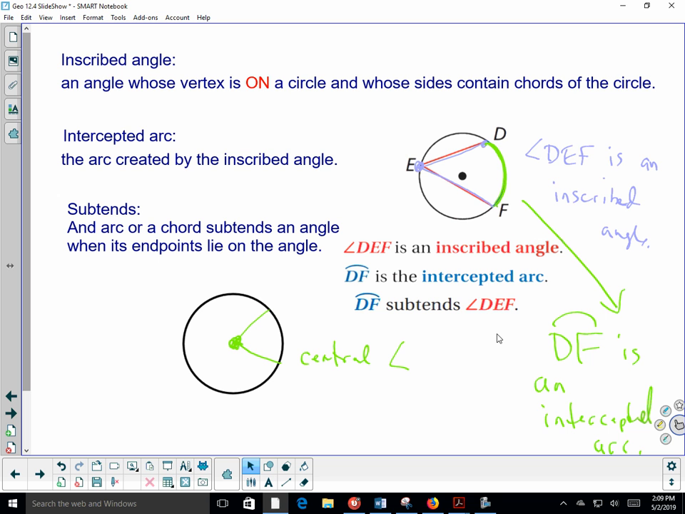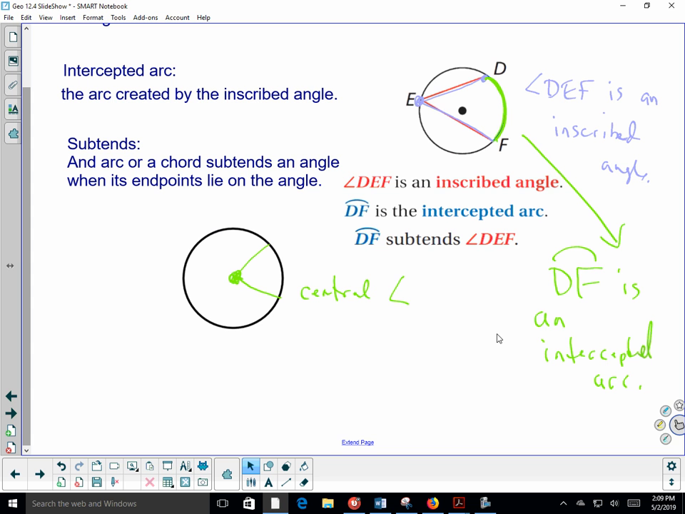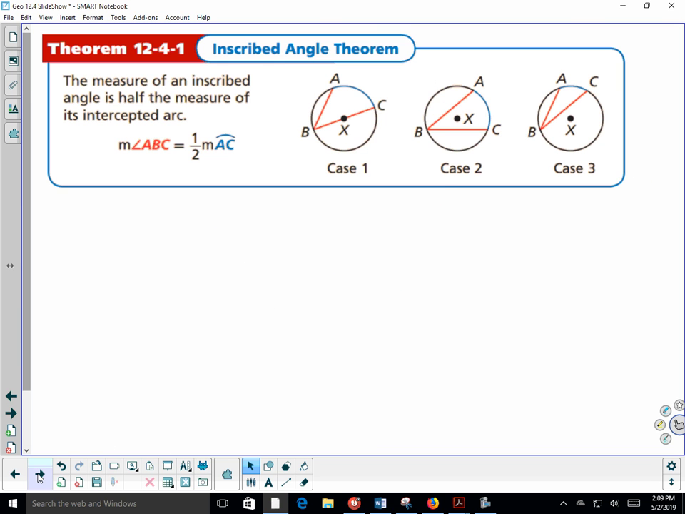We're not going to use the word subtends very much, but we're certainly going to use the words inscribed angle and intercepted arc quite a bit. Are we good with this page? All right, moving on. So we have a theorem about inscribed angles, and it says the measure of an inscribed angle is half the measure of its intercepted arc.